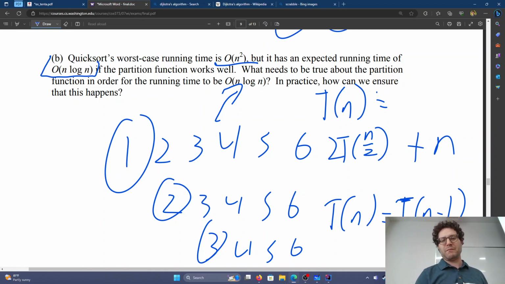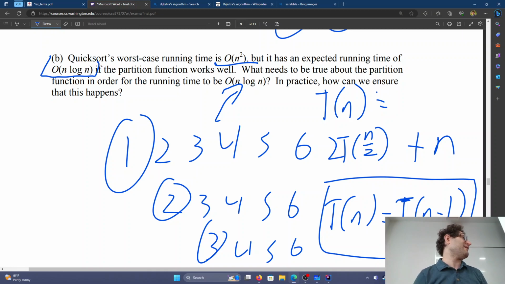That, if you think about it for a second, unfurls into n plus n plus n plus n plus n plus n, right? This unfurls into n plus n minus 1 plus n minus 2 plus n minus 3 plus n minus 4, and so on and so forth. So yeah, that becomes n squared. And this unfurls, as you'll learn, into n log n.